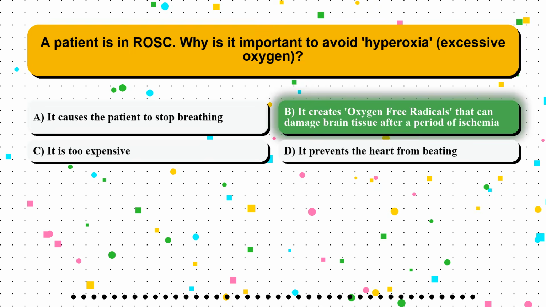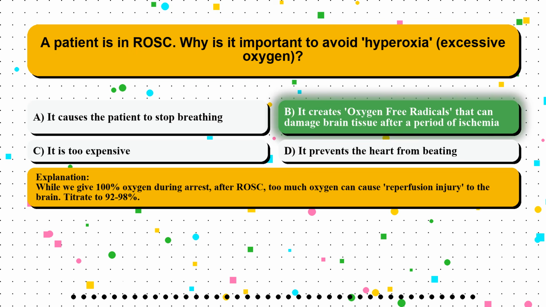The correct answer is option B. It creates oxygen-free radicals that can damage brain tissue after a period of ischemia. While we give 100% oxygen during arrest, after ROSC, too much oxygen can cause reperfusion injury to the brain. Titrate to 92 to 98%.